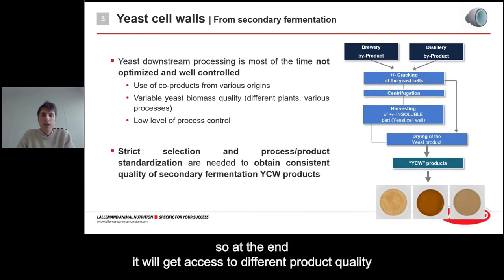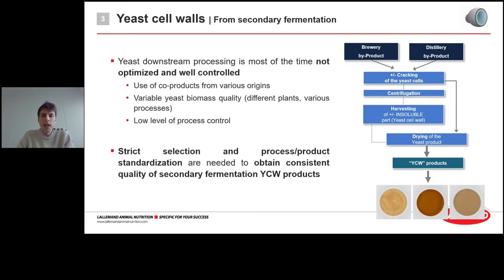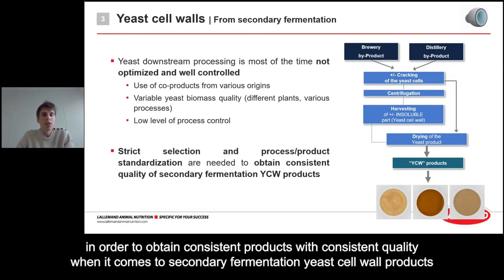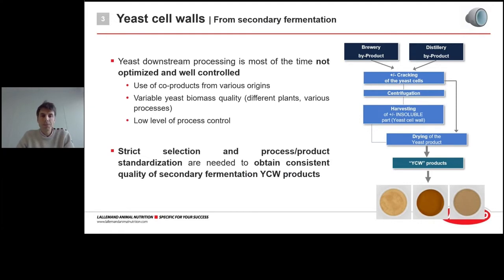So at the end, we get different product qualities in terms of color and in terms of solubility. We will see it right after, and a strict selection and process plus product standardization are needed in order to obtain consistent product with consistent quality when it comes to secondary fermentation yeast cell wall products, in order to get at the end consistent benefits for the animals.